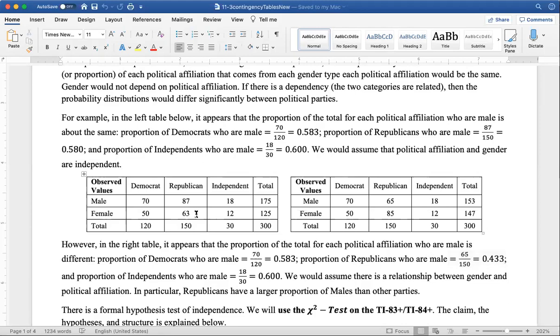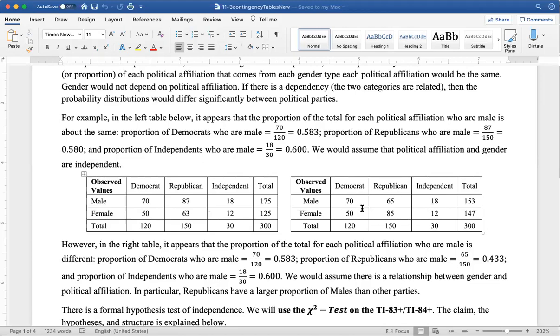So if we just observe what we have in the table, what the proportions are for each column, pick one of the values, like male, and look at the proportion of each of these that are male by taking the number of a political affiliation that are male divided by the total number of that political affiliation, and compare those, we can get an idea of whether we think that these two criteria, political affiliation and gender, are independent, like this set right here, or not, like this set right here.